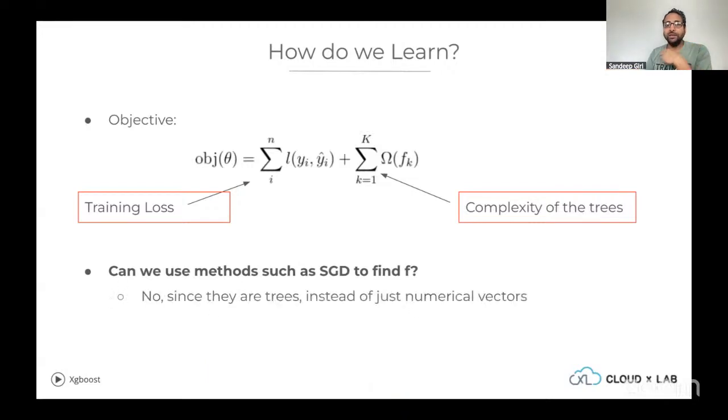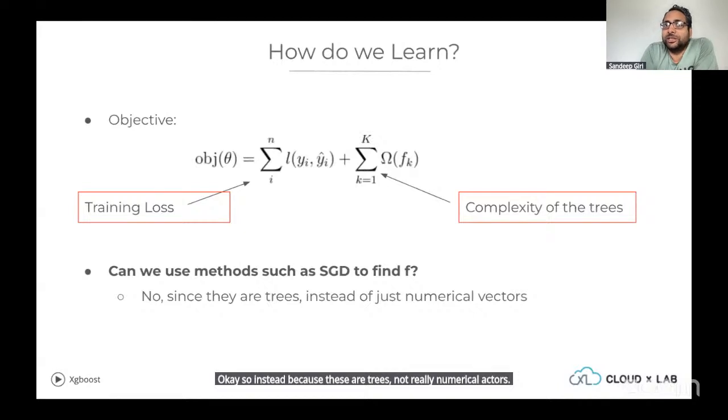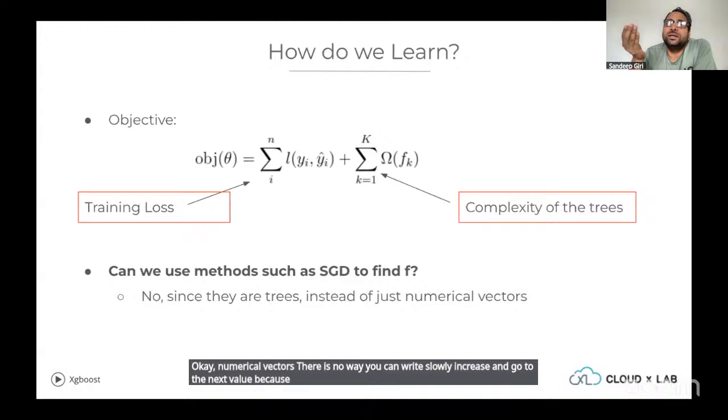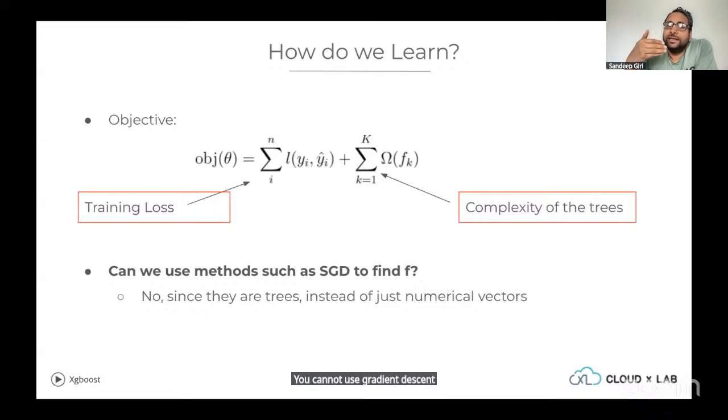Okay. So instead, because these are trees, not really numerical vectors, there is no way you can slowly increase and go to the next value, because there is no way you can get to the boundaries. Boundaries are discrete values rather than continuous values. Therefore, you cannot use gradient descent to train a decision tree.